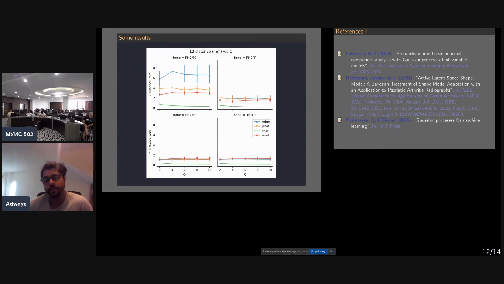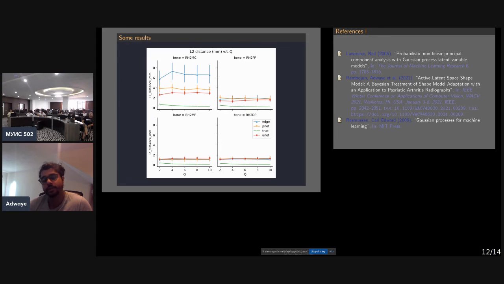And then what we did, we evolved a Gaussian process latent variable model that had a latent space dimensionality of 2, 4, 6, 8, and 10. So the interesting thing from this diagram is that whatever the bone you're looking at, using UNet actually reduces the variance that you have in your data set.